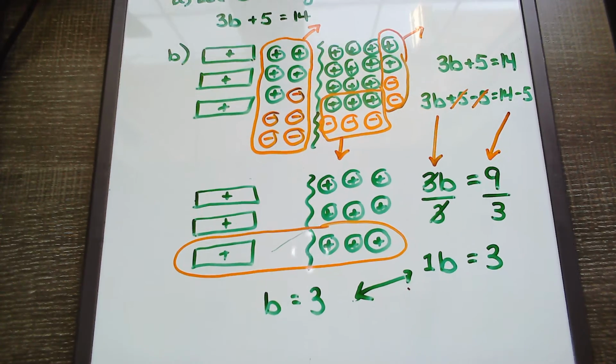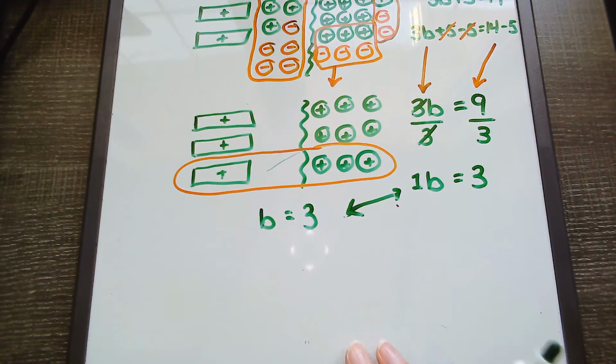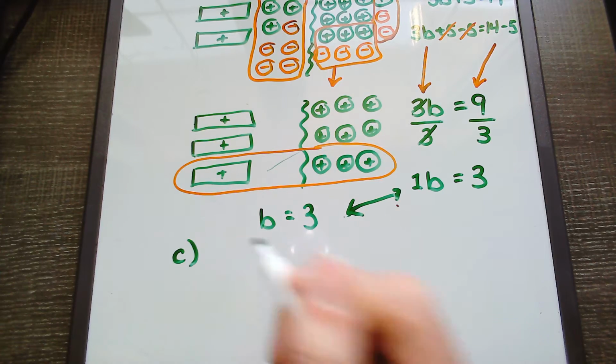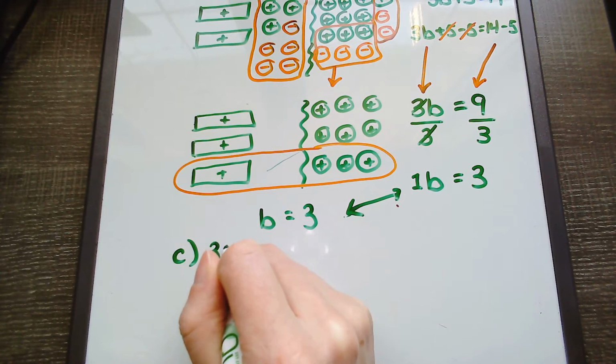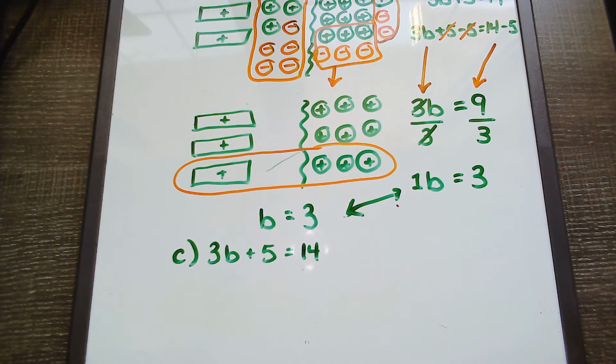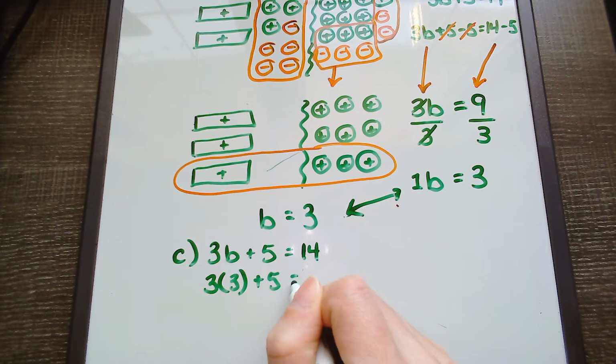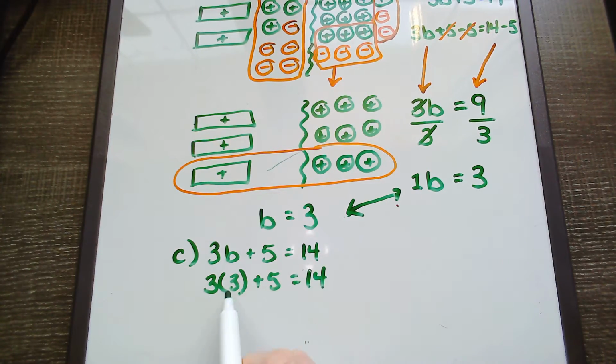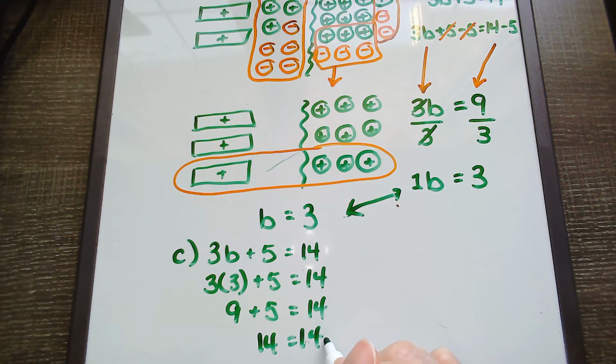Now the last part of there, we don't want to leave it out, is to verify. So part C, we're going to start with that initial equation: 3b plus 5 equals 14. Plug that 3 in. 3 times 3 is 9, plus 5 is 14, which is correct. So that is the first example, and we are going to do a second example here as well.